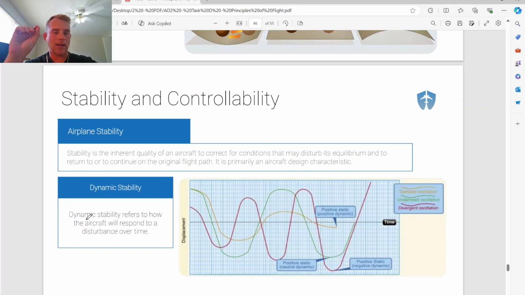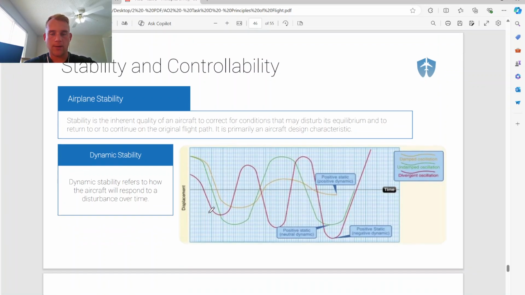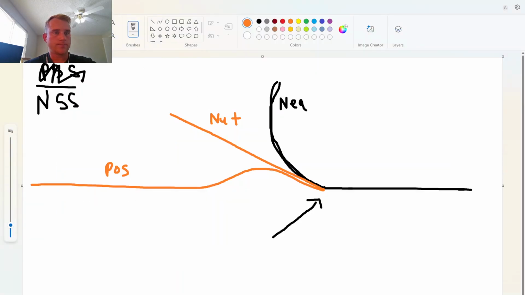Now, if we want to talk about dynamic stability, it's very similar. However, dynamic stability refers to how the aircraft will respond to disturbances over time. And then on Wi-Fi CFI, they give us a really nice chart here. We'll start off with positive static, negative dynamic.